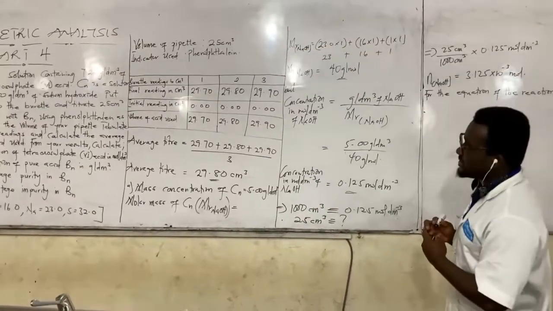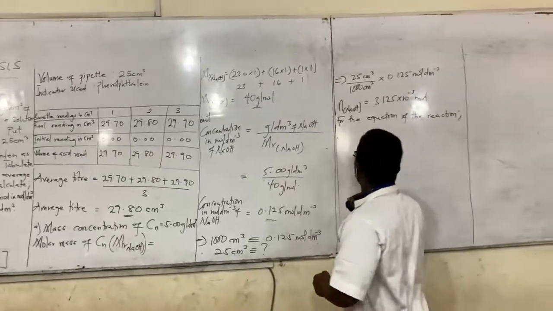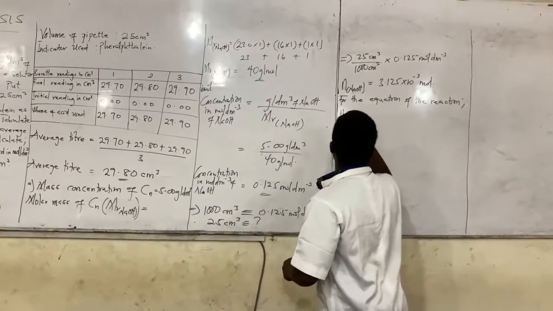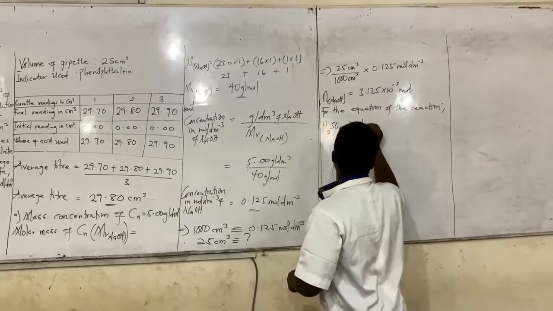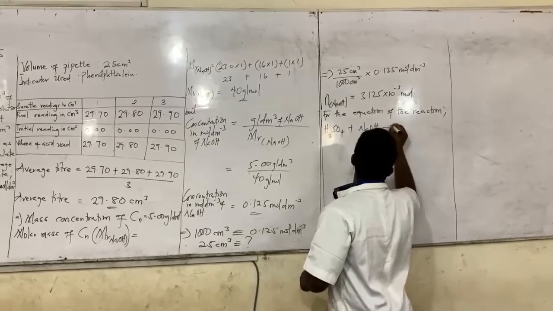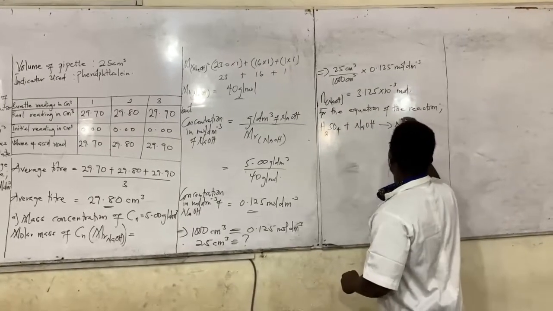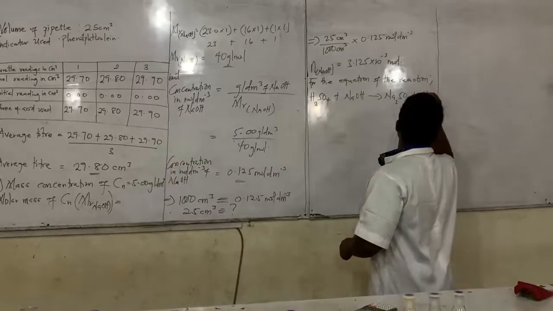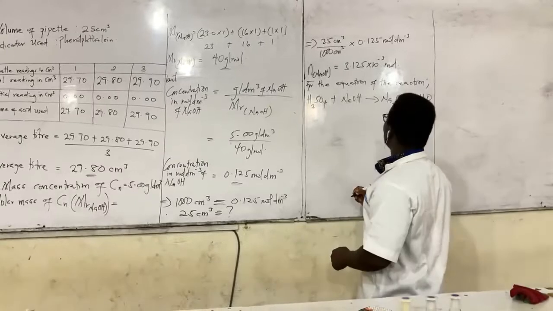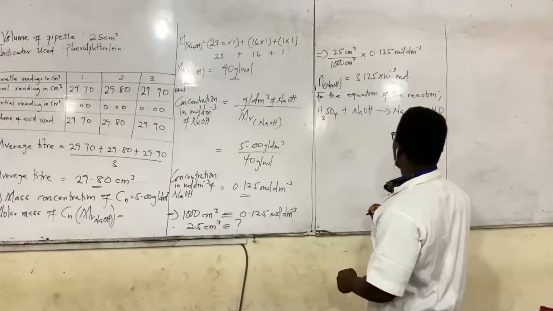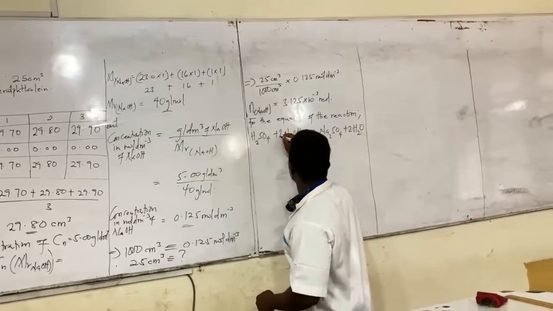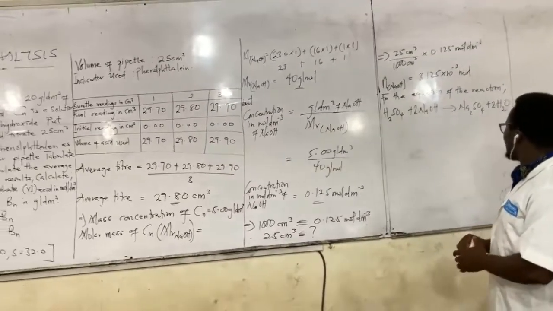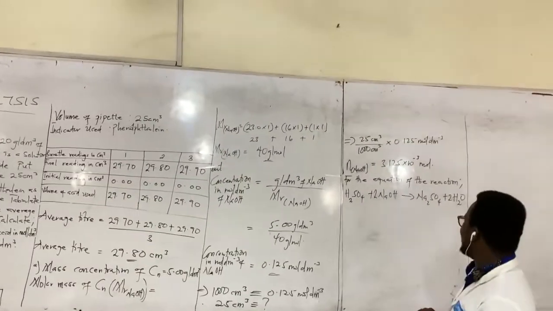For the equation of the reaction, we have H2SO4 plus NaOH will produce Na2SO4 plus H2O. So you balance with 2. So we have a balanced equation in this form.